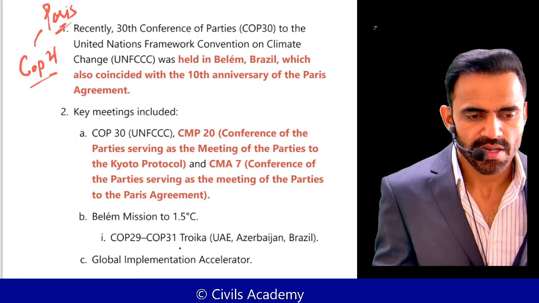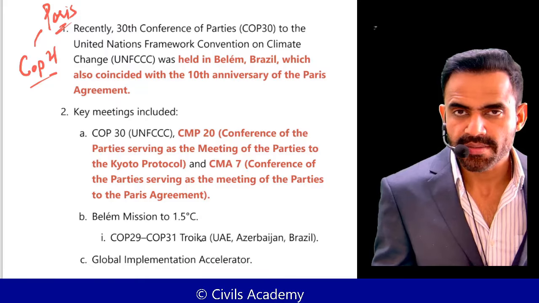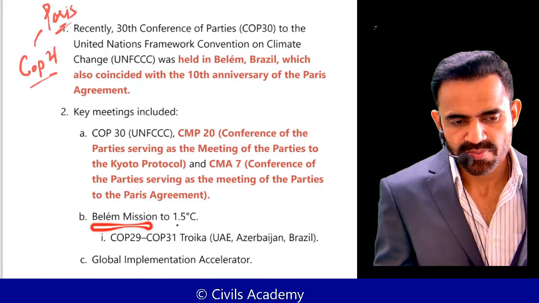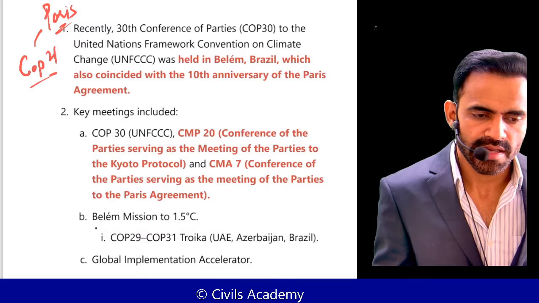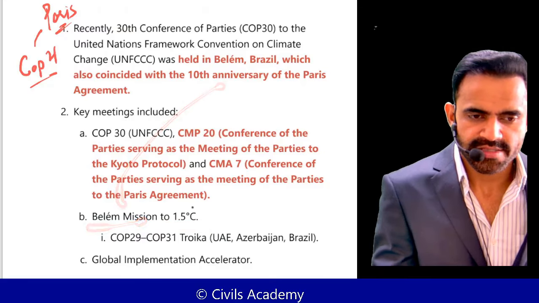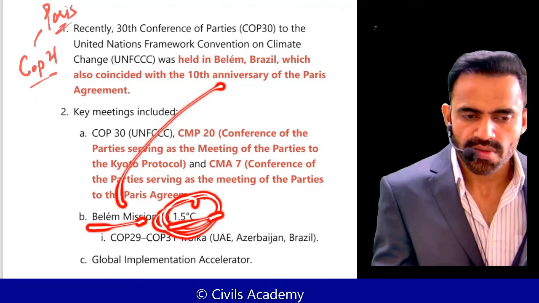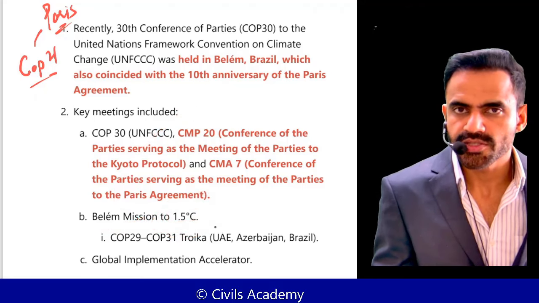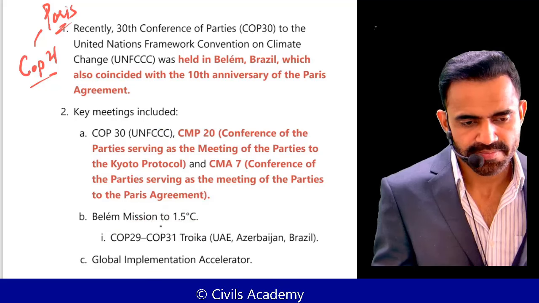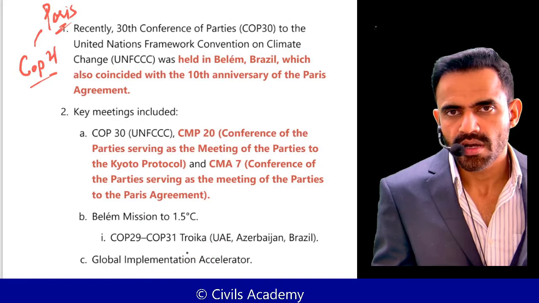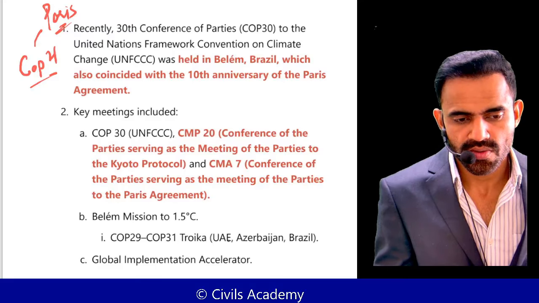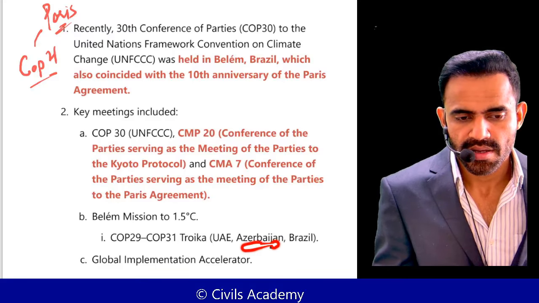Now what was the main objective? The objective was the Belém mission to 1.5C. Understand it very carefully. It was organized in Belém. The objective is to control the temperature rise to 1.5 degrees. Okay. Now there is a troika. Troika basically means host. So who is going to be the host? Last year, Azerbaijan was the host.